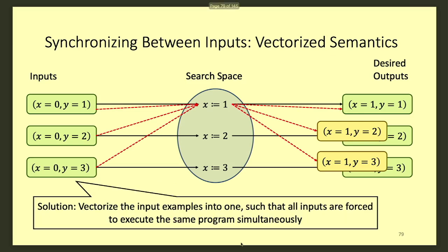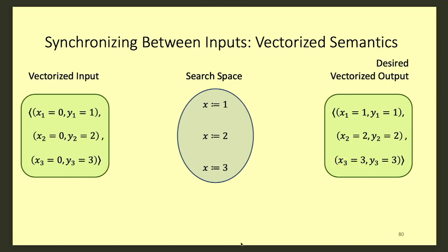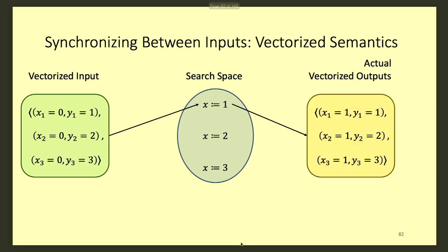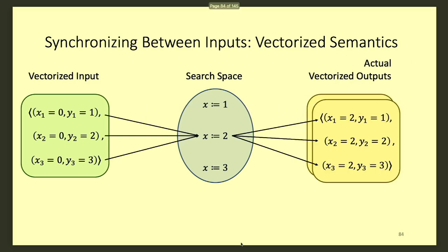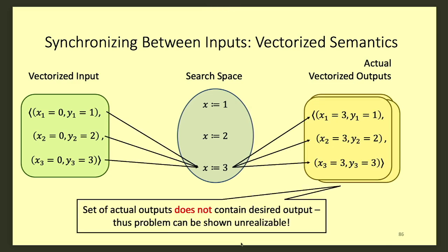So the solution to this is really simple. We're just going to vectorize the input examples into one, such that all inputs are forced to execute the same program simultaneously. So here I have a vectorized input where instead of having 3 separate examples, I have one example that's vectorized using subscripts. Similarly, I have a vectorized desired output. And if you compute the set of states that this vectorized input results in through the search space of programs, it's going to be clear that the x's are going to be set to the same values. So at this point, it becomes clear that the set of actual outputs does not contain the desired output, and thus the problem can be shown unrealizable.